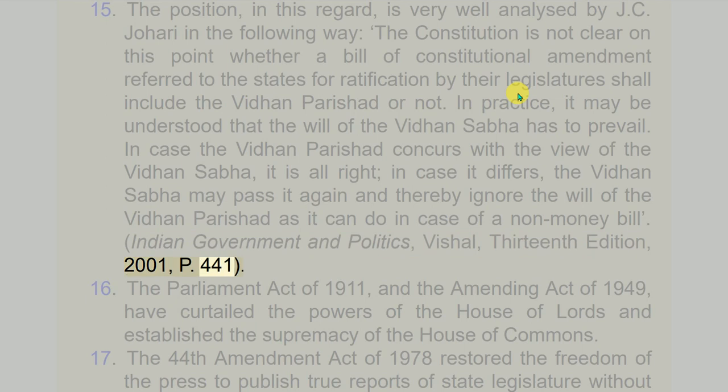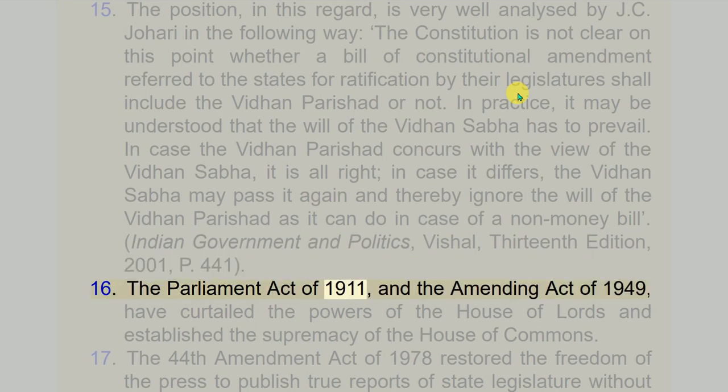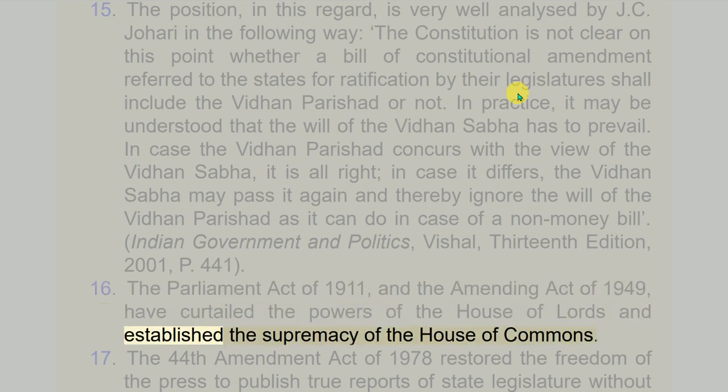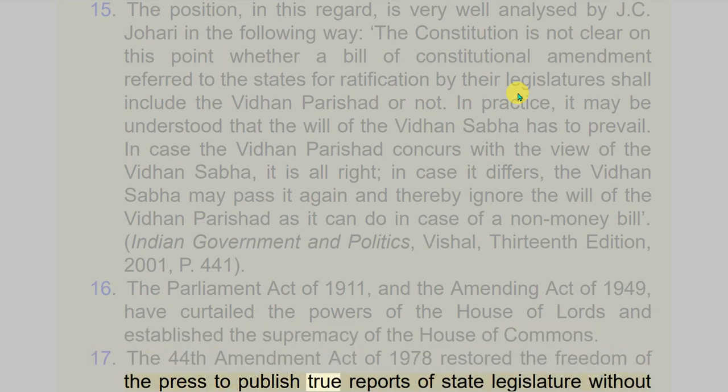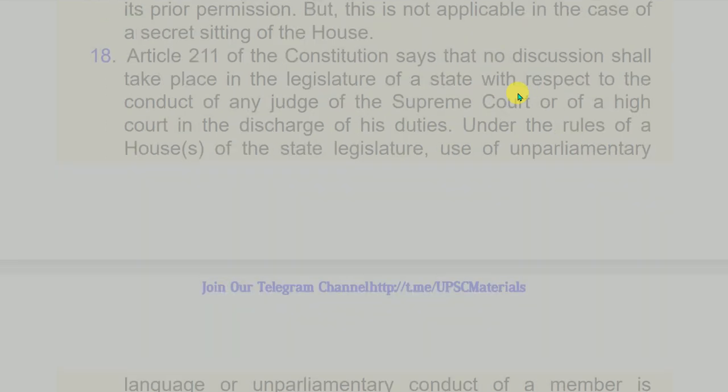16. The Parliament Act of 1911 and the Amending Act of 1949 have curtailed the powers of the House of Lords and established the supremacy of the House of Commons. 17. The 44th Amendment Act of 1978 restored the freedom of the press to publish true reports of state legislature proceedings without its prior permission. But this is not applicable in the case of a secret sitting of the House.